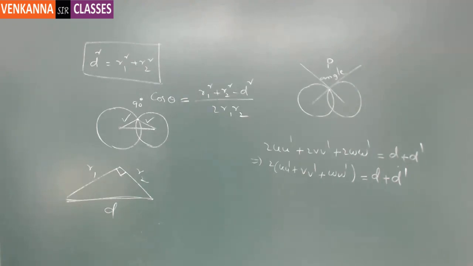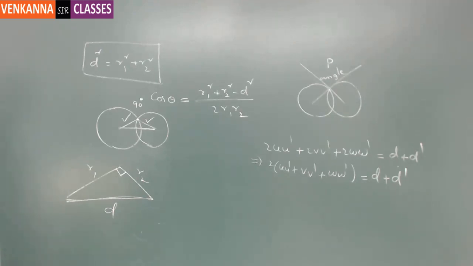So if u, v, w values are taken from the sphere equation, and d and d dash are nothing but the constant values in the spheres, then if the condition is satisfied... How did the condition come? By simplifying this equation: distance between centers whole square equals radius square plus radius square, that will come. So that condition we generally use to check for the orthogonality. So that also you take a note of.